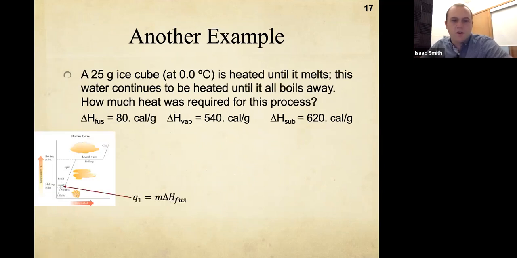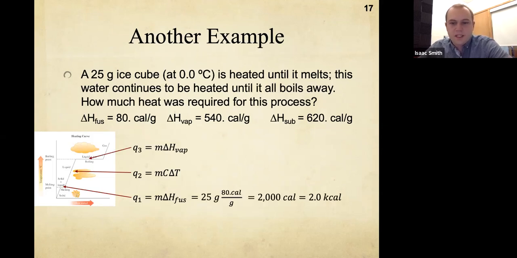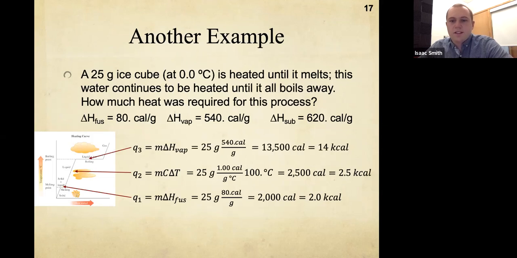Okay, again, so you get your Q1 there first on the horizontal line. Q2 is equal to MCΔT for the diagonal. And then you have your third horizontal line, the transition from liquid to the gas. So it's going to run through all the calculations that we already set up. And then you add them all together to get a total of 18 kcals, okay?